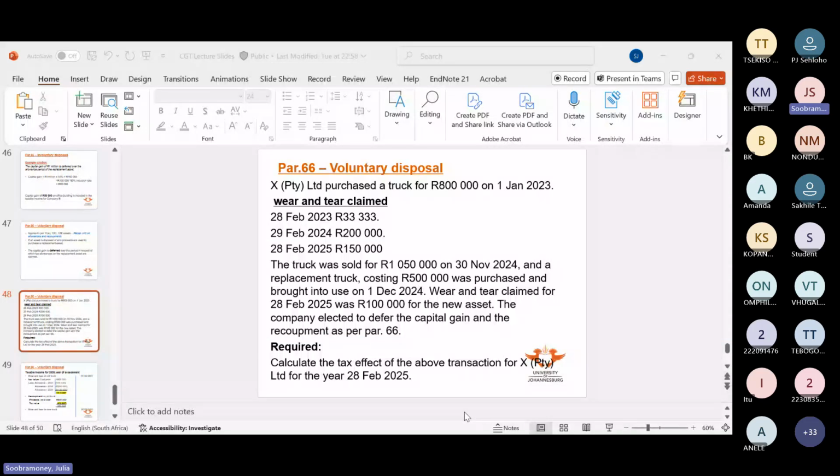Guys, am I going to defer the gain? Yes or no? So what do you need to ask yourself? Did we elect for deferment and was there a replacement asset? Okay, yes, thank you for the student who answered. Yes, we're going to defer it, right? There was a replacement truck and we also elected. So now we know we're going to defer it.